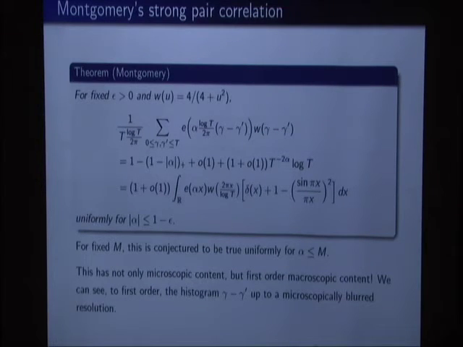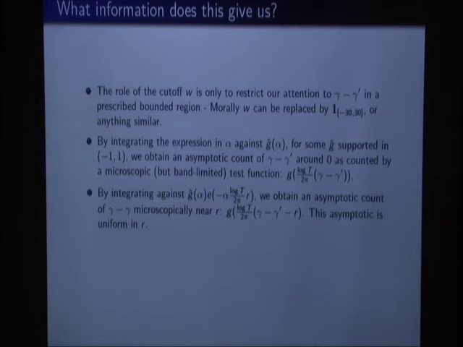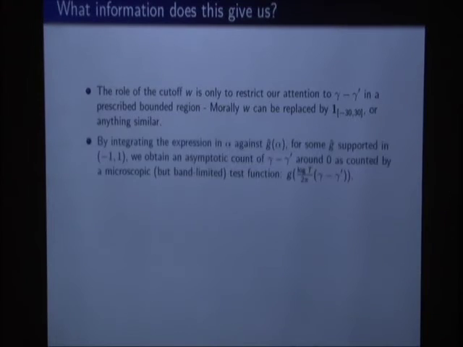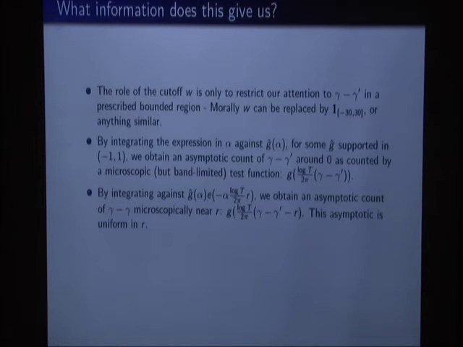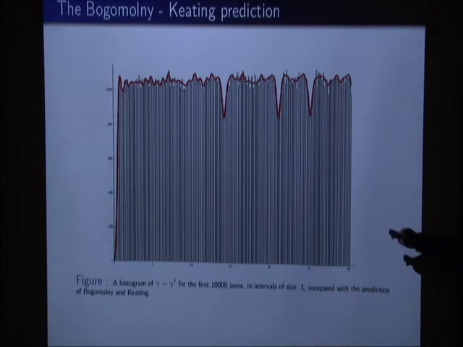And we do the same thing over on this side. That gives us exactly what we had before for the pair correlation conjecture, right? But not only can we do that, we can also integrate against g hat of alpha times some additive character here. And if we do that, we restrict our attention to those zeros where the difference is within a microscopic distance of some fixed quantity r, and we get an asymptotic that's uniform in r. So we can integrate and see not only the effect of these statistics close to the origin, but also microscopically around these troughs.